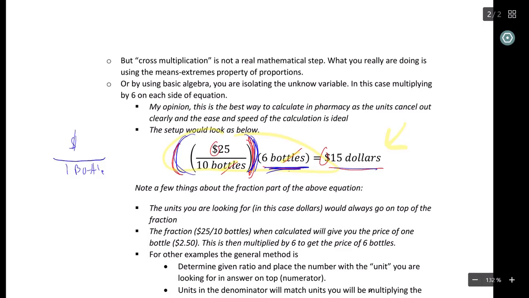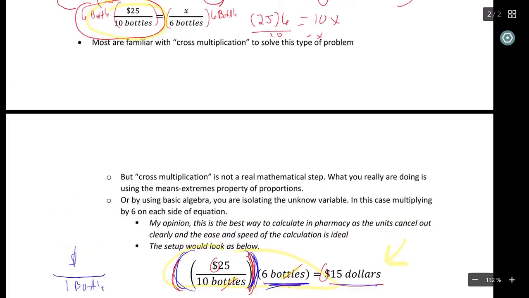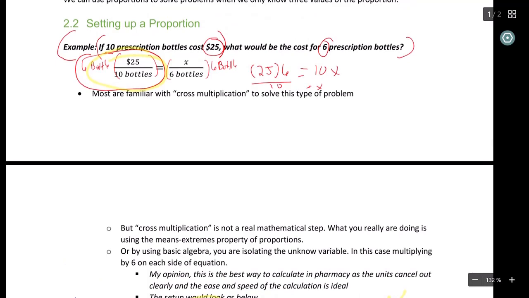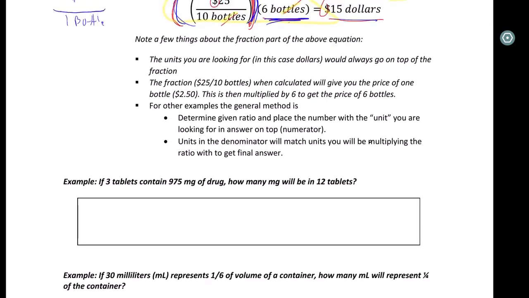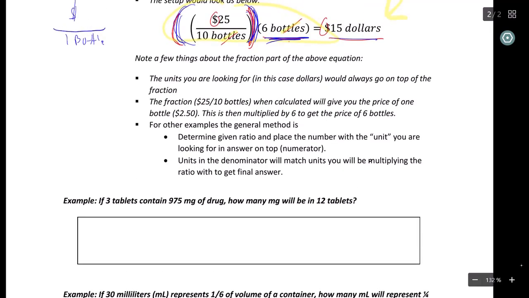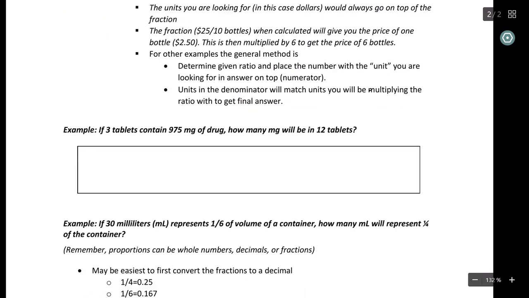Kind of makes a little more sense mathematically when we talk it verbally than some people will find when they do it this way. All right. So in order to do that, again, you always find the ratio that you have and you keep the units that you're looking for in your answer on top. So let's try one that has a little more pharmaceutical example associated with it.